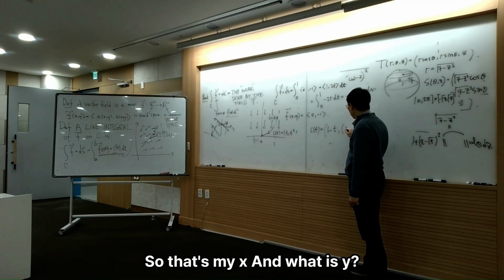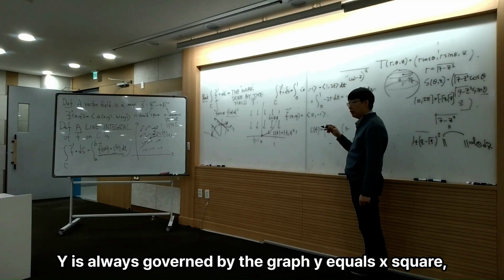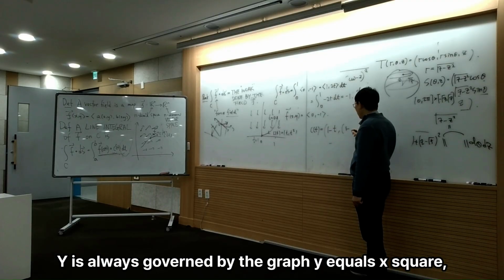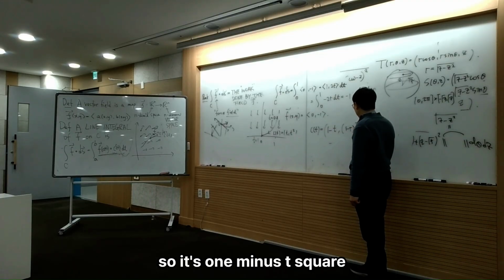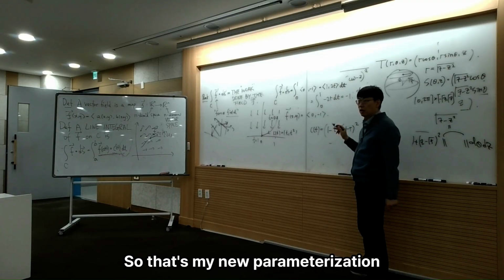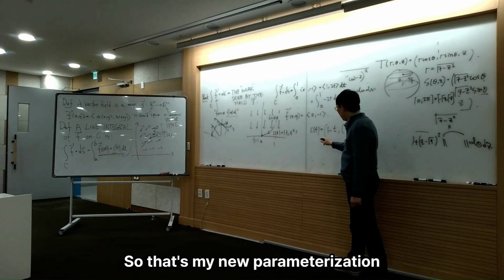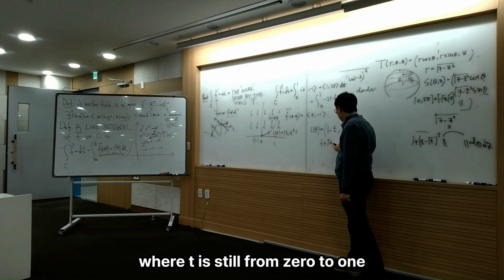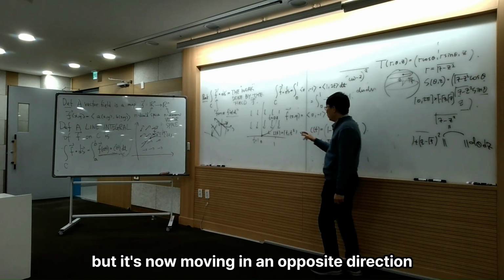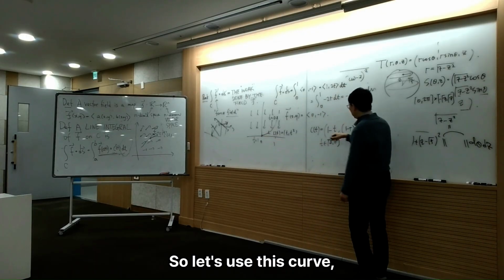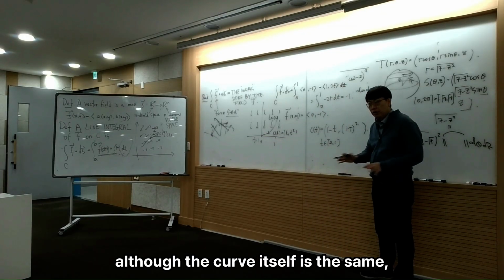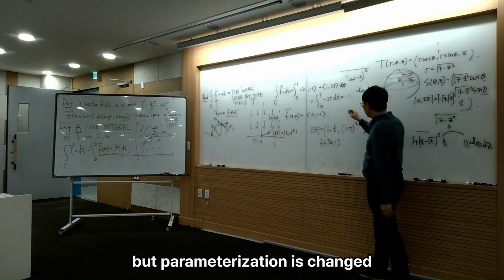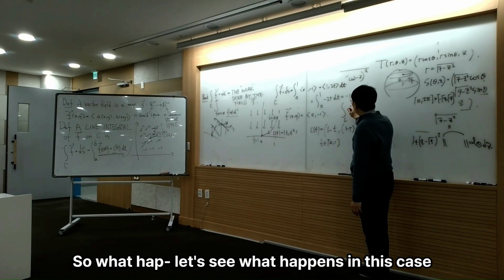And what is y? y is always governed by the graph y equals x squared, so it's (1 minus t) squared. So that's my new parameterization, where t is still from 0 to 1, but it's now moving in the opposite direction. So let's use this curve. Although the curve itself is the same, the parameterization is changed. Let's see what happens in this case.